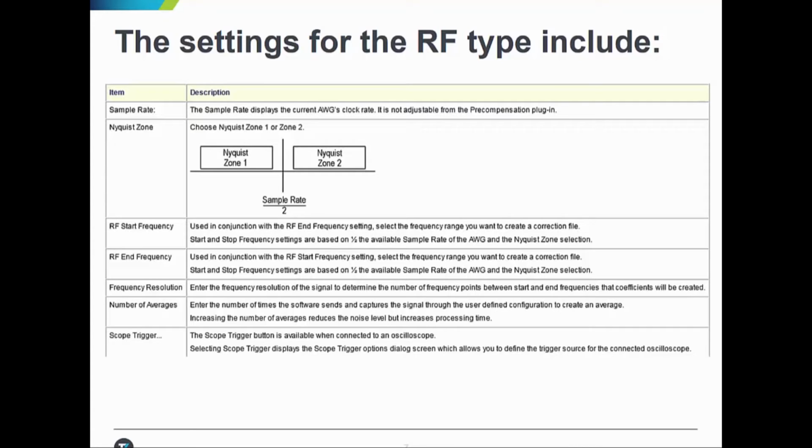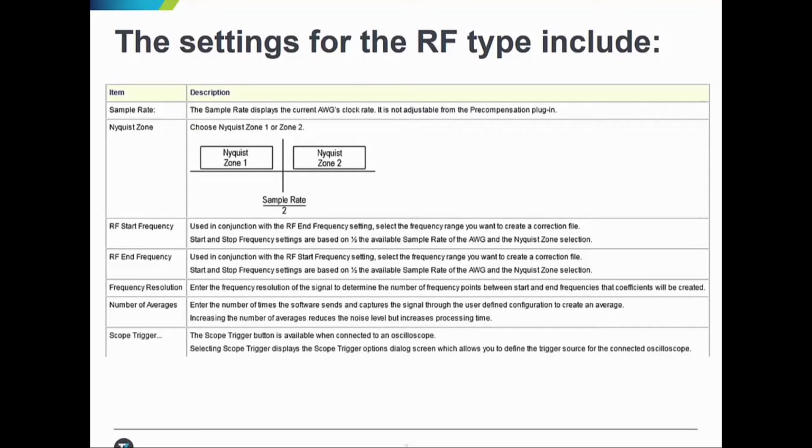In most cases, an external high-pass filter would be used during the compensation process to remove the first Nyquist zone from the output signal. Generally, most people just use the Nyquist zone 1 for their compensation.